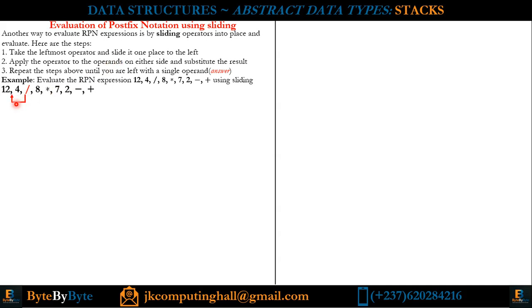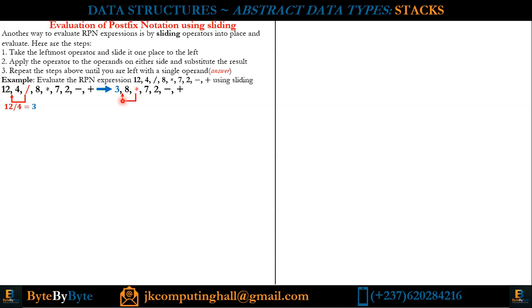So when I slide it one place to the left, this is what I'm going to have. What is 12 divided by 4? Dear students, 12 divided by 4 is 3. Apply the operator, we had 3 on either side, and substitute the result. When we substitute the result, it means that what from this operator to the left will be replaced by this. So division, 4, 12 will be replaced by 3. So this is what we are going to have, as you can see. So these 3 are replaced by the result. That's what we have.